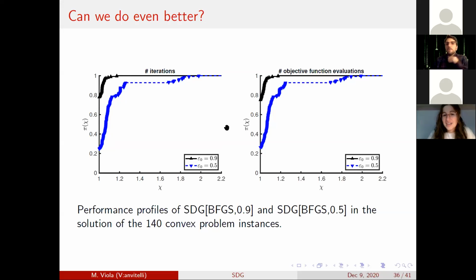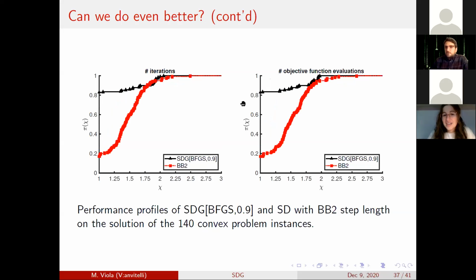And maybe you can think that this could suggest that if I take just the gradient method, it will be better. But this is not the case. If you compare with the BB2 gradient method, which is the one we use inside our algorithm, you see we are far more efficient than the gradient method because we are using properly the BFGS one, and we are more or less equally robust.